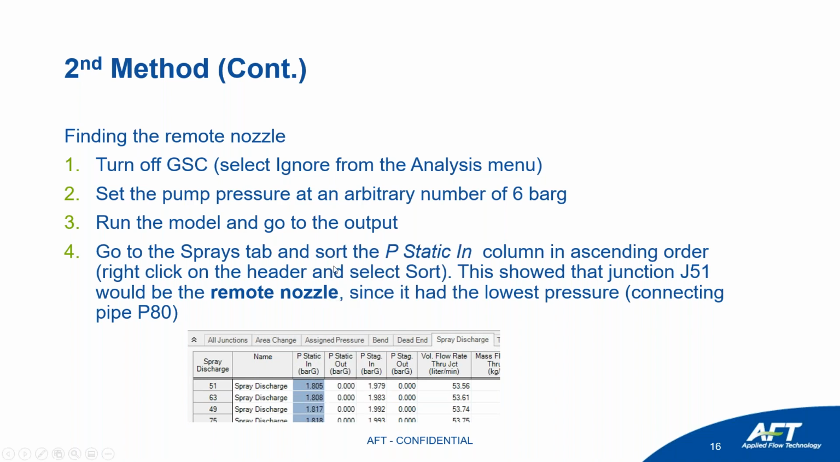We go to the sprays tab, and we look at this P static in column. We sort it in ascending order by right-clicking on the header and selecting sort. This shows that junction 51 would be the remote nozzle since it has the lowest pressure, connecting to pipe 10. So let's see this.